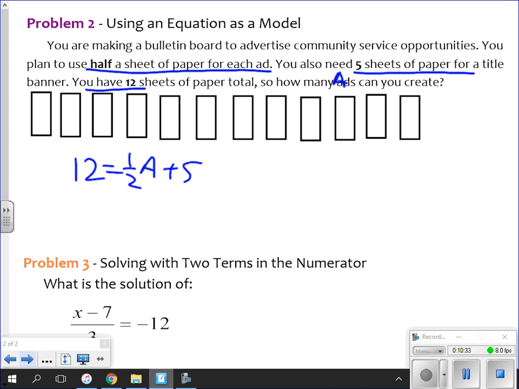What's the first thing I want to get rid of? The 5. So instead of adding 5, I want to subtract 5. So I subtract 5 from both sides. And I get 12 minus 5 is 8, right? No. It's not 8. 7. Thank you. All of a sudden I was blanking. Should have gotten a calculator. Then I wouldn't look stupid. So I have 7 equals 1/2 A. Now I'm going to write this over here just to give myself a little more room.